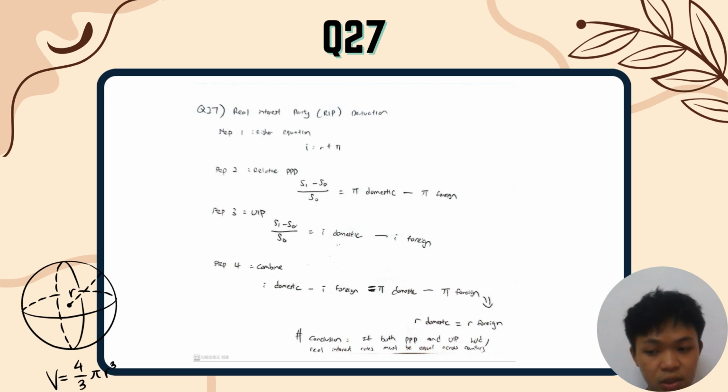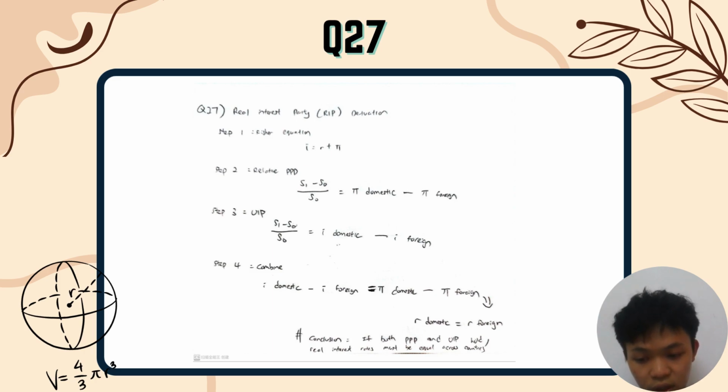In step 3 is the UIP. The UIP formula is the expected future spot exchange rate minus the current spot exchange rate, divided by the current spot exchange rate, equal to the interest rate domestic minus interest rate foreign. And in step 4 we need to combine the relative PPP and the UIP. So interest rate domestic minus interest rate foreign is equal to the inflation domestic minus inflation foreign.